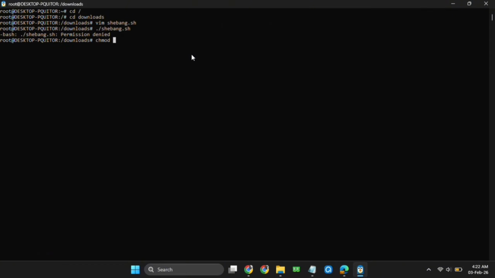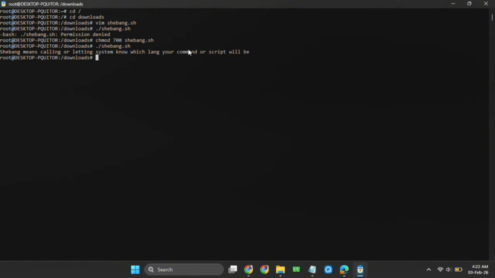To bypass this, we must perform chmod to let the user have the permissions. For example, I would be doing chmod space 700 space file name or script name, that is shebang.sh. Here 700 means 7, that means all the permissions for read, write, execute. 00 means no permissions for groups and no permissions for others. So only the user, that is me, who is executing right now, has the permissions to read, write, and execute.